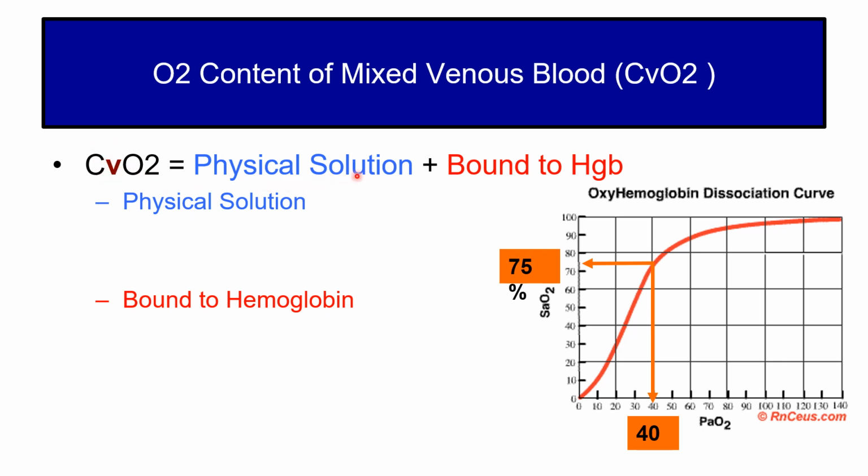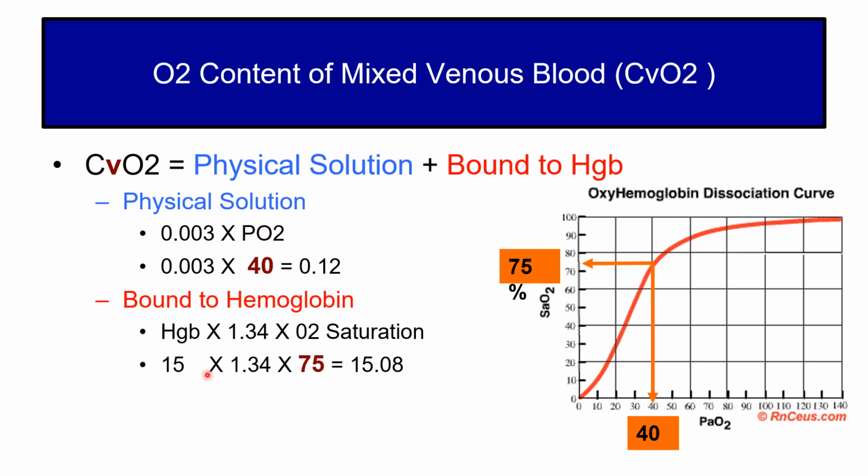CvO2 is equal to the amount in physical solution plus the amount bound to hemoglobin, but this time we're using venous blood. Venous blood has an O2 tension of 40 and a saturation of 75. So in physical solution, 0.003 times 40, and bound to hemoglobin, the same hemoglobin, 15 times 1.34, but this time the saturation is 75% instead of 97%. So the total amount of oxygen in venous blood is 0.12 plus 15.